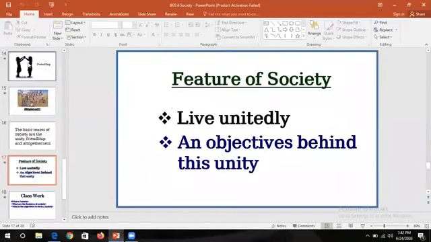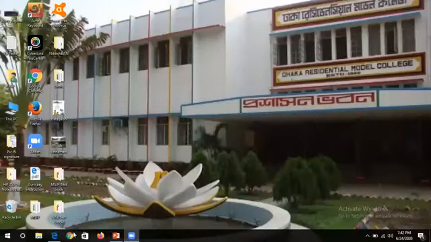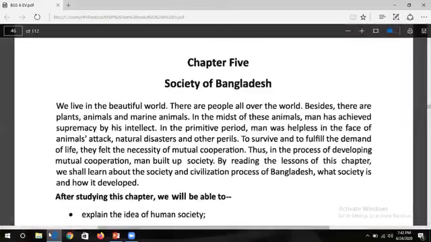Now I will start from your textbook. Chapter 5, Society of Bangladesh. Now, open your book and go to Chapter 5. We live in the beautiful world. There are people all over the world. Besides, there are plants, animals, marine animals. In the midst of these animals, man has achieved supremacy by his intellect.